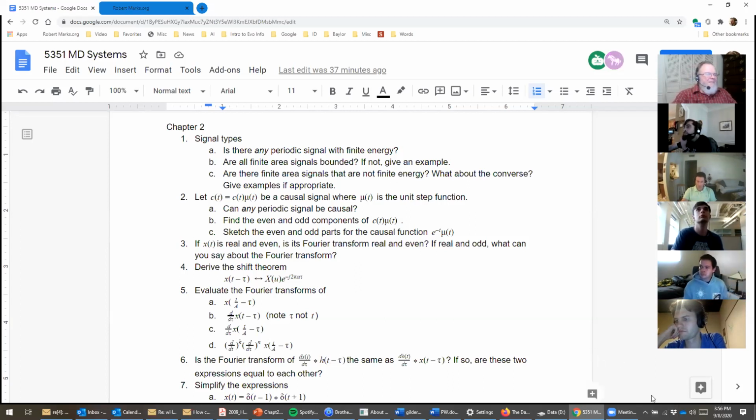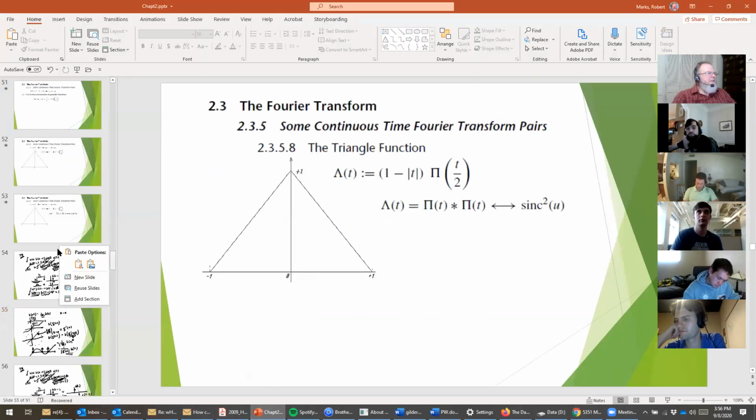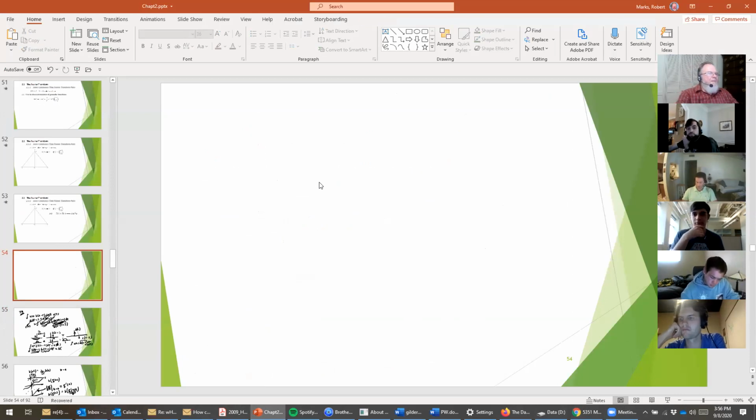Well, here's the trick. It literally goes back to Calculus 101. And I don't mean to say that in a condescending way, but it does. Let me show you here. What do we have? x of t over a minus tau. Was that the result? Was that the problem? I think it was.